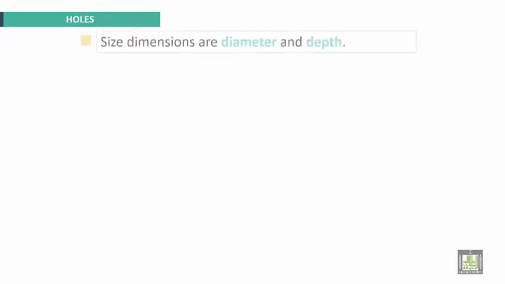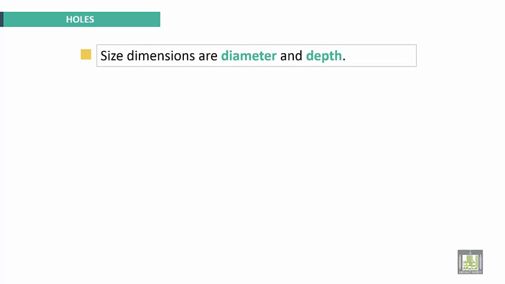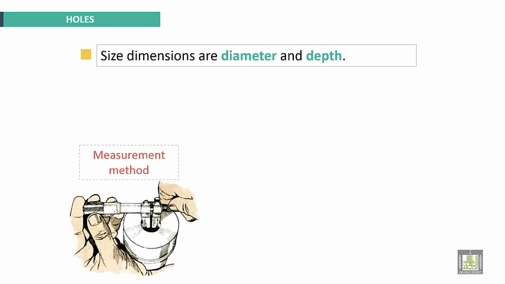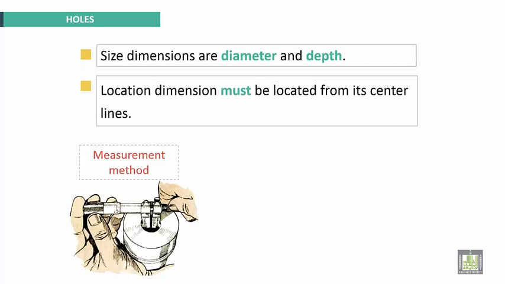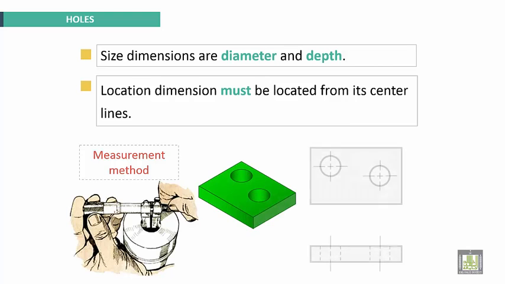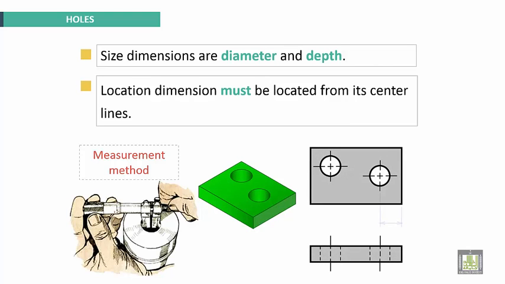For holes, size dimensions are diameter and depth. Measurement method is the following. Location dimension must be located from its center line. This is a shape with two holes. On these views, we have to locate the center of the holes.